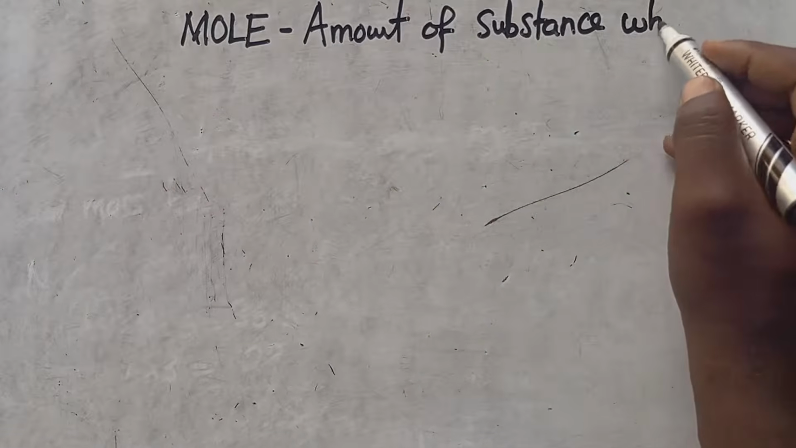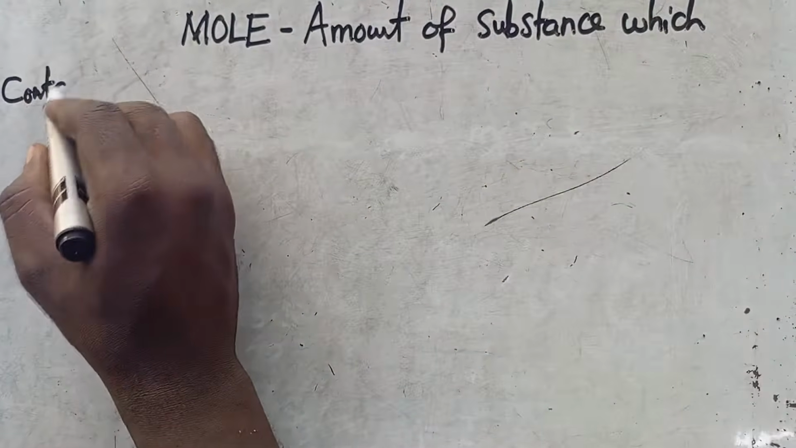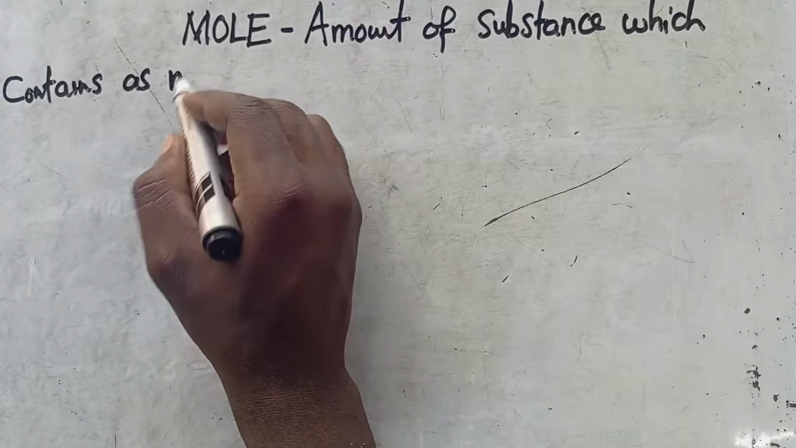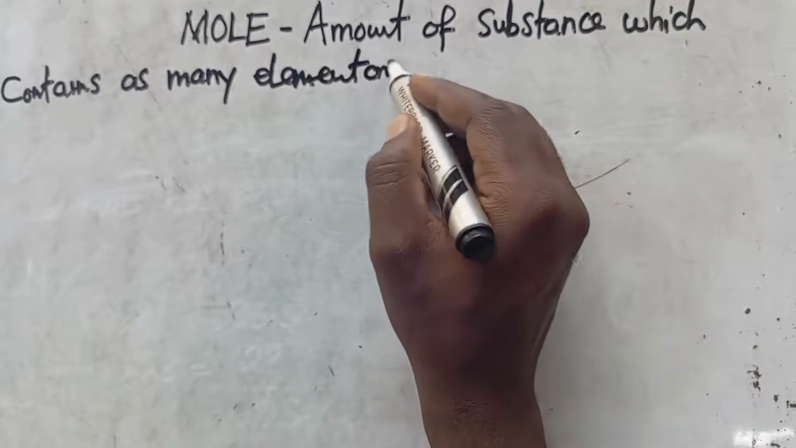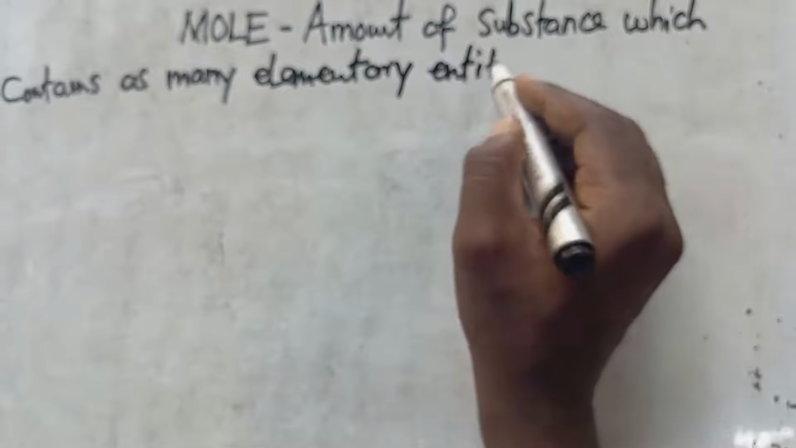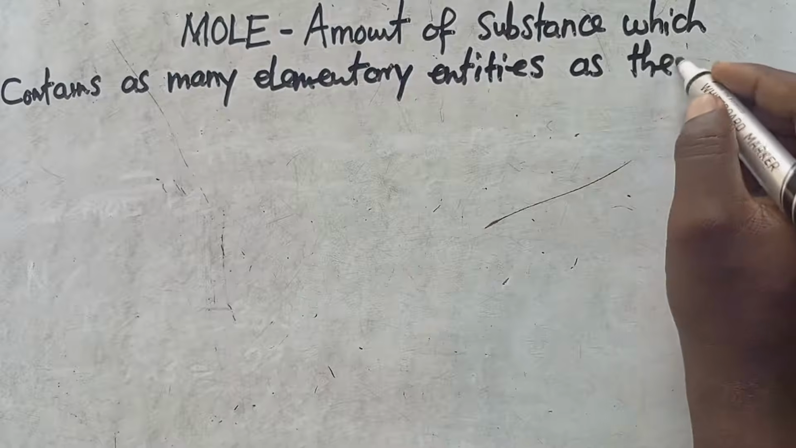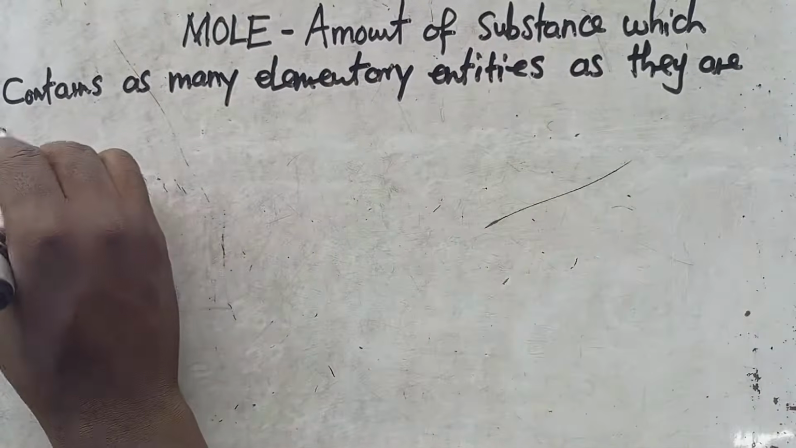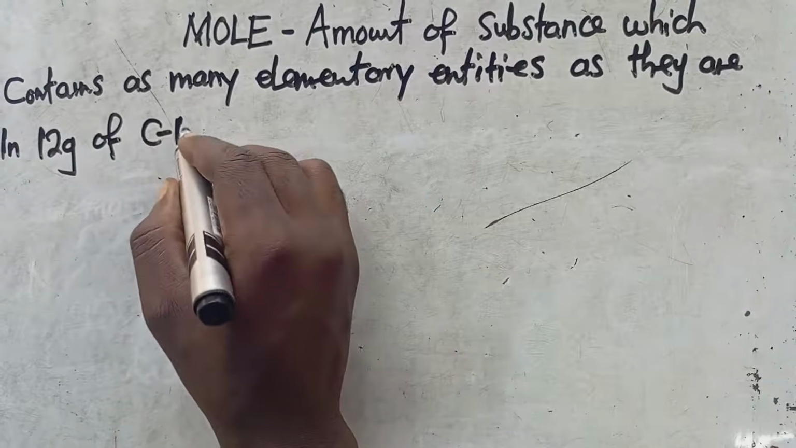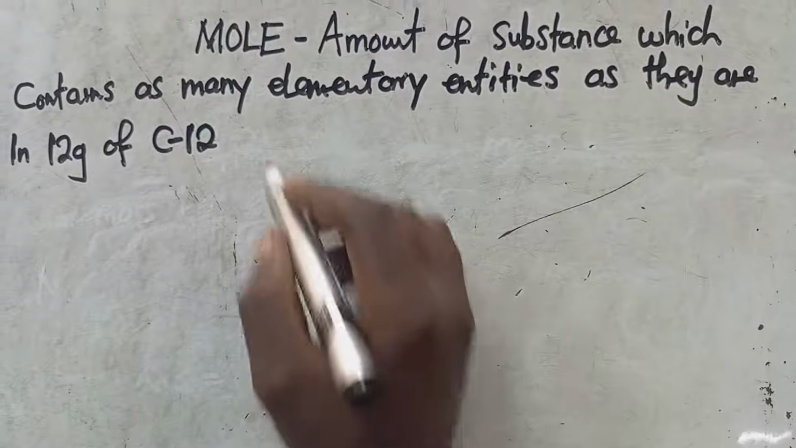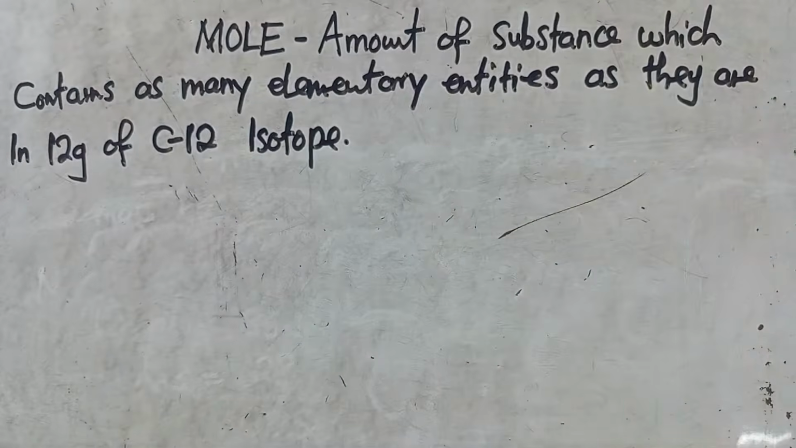Amount of substance which contains as many elementary entities as they are in 12 grams of carbon 12 isotope. This is a mole. This is the definition of a mole.